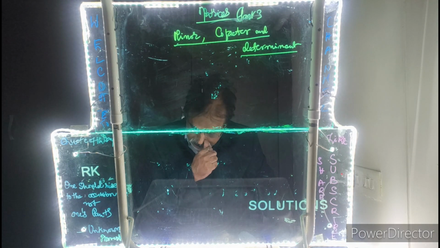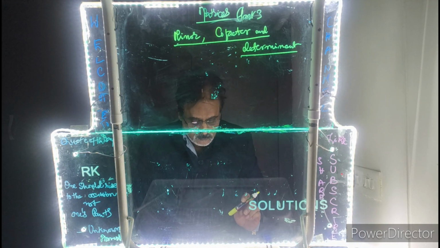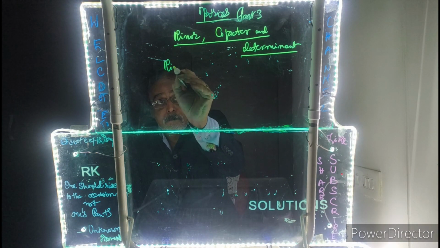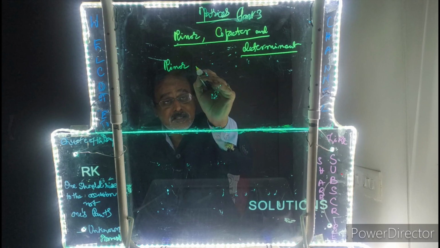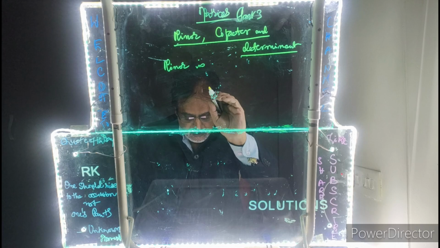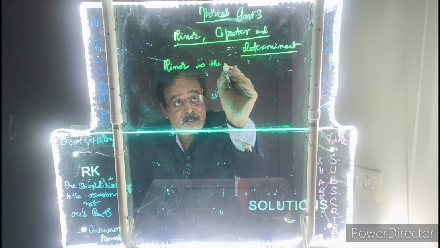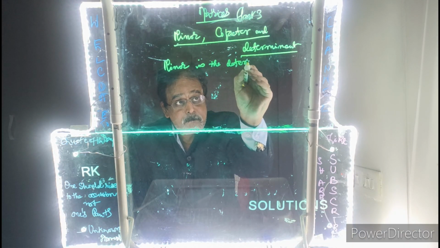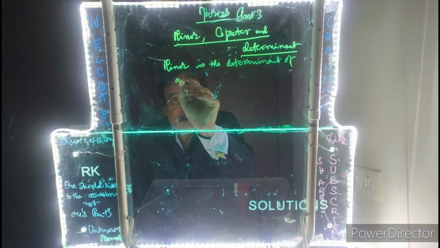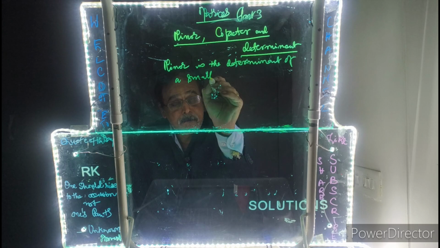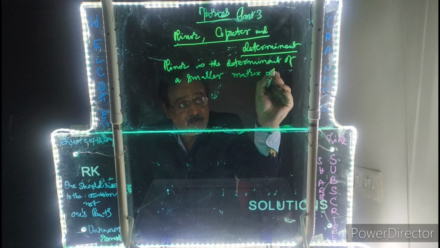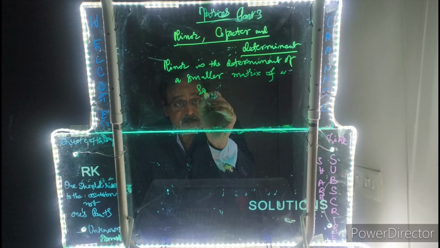So the minor is the determinant of a smaller matrix of a square matrix.